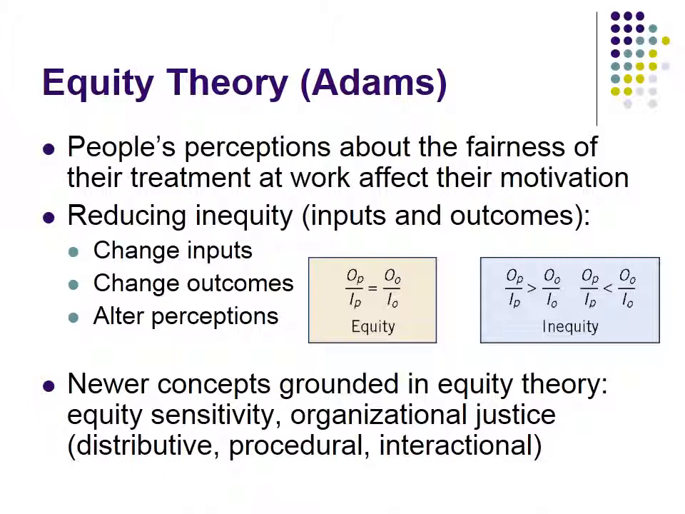So newer concepts grounded in equity theory include equity sensitivity, the idea that some people are much more worried about equity than others. Organizational justice, so the idea is that equity theory is getting at how you perceive the justice in your organization. And we're going to talk about organizational justice when we talk more about job attitudes. But organizational justice includes distributive justice, so the feeling or perception that everyone is being given the appropriate amount of outcome for their inputs. Procedural justice, the understanding of why people are being paid the way they are, and also interactional justice, how people are communicated to about these decisions.